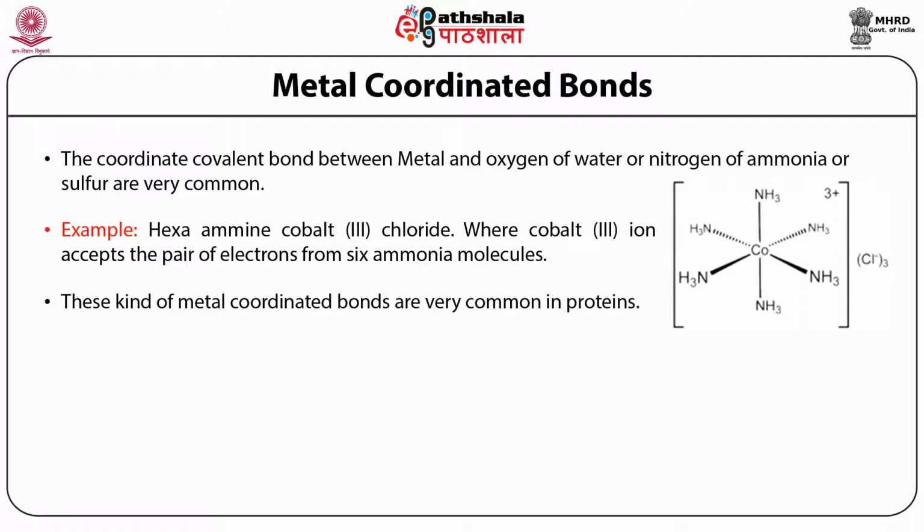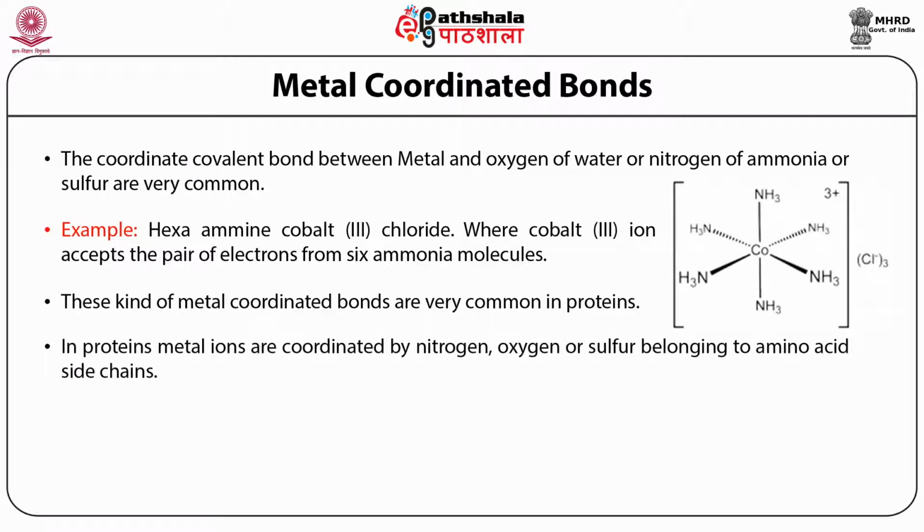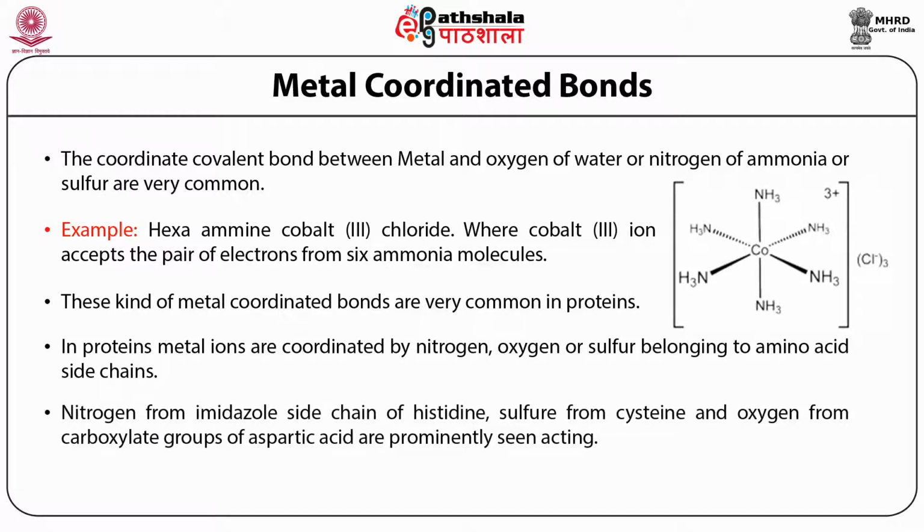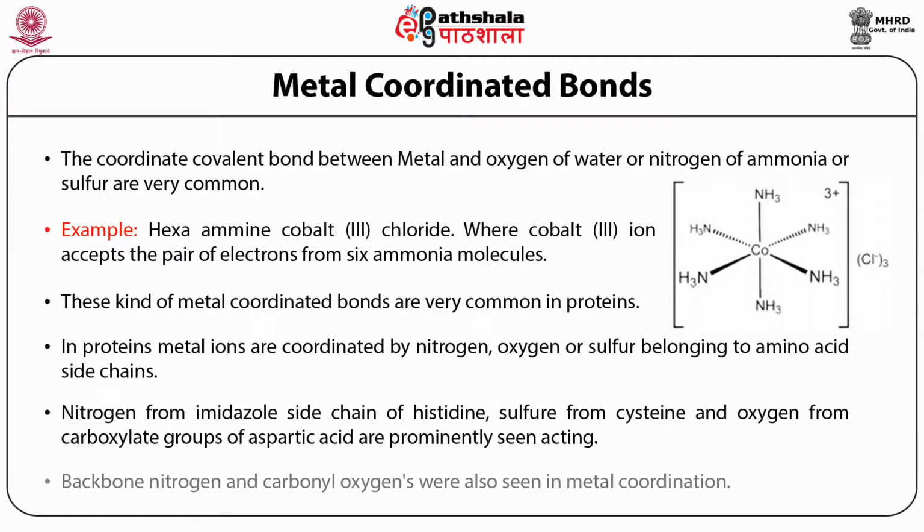Almost one third of proteins are metalloproteins. In proteins, the metal ions are coordinated by, as I said before, nitrogen, oxygen, and sulfur belonging to amino acid side chains: nitrogen from the imidazole group of histidine, sulfur from cysteine, and oxygen from the carboxylate groups of aspartic acid or glutamic acid, which are predominantly seen in proteins. The backbone nitrogen and carbonyl oxygens are also seen in metal coordination in several proteins.